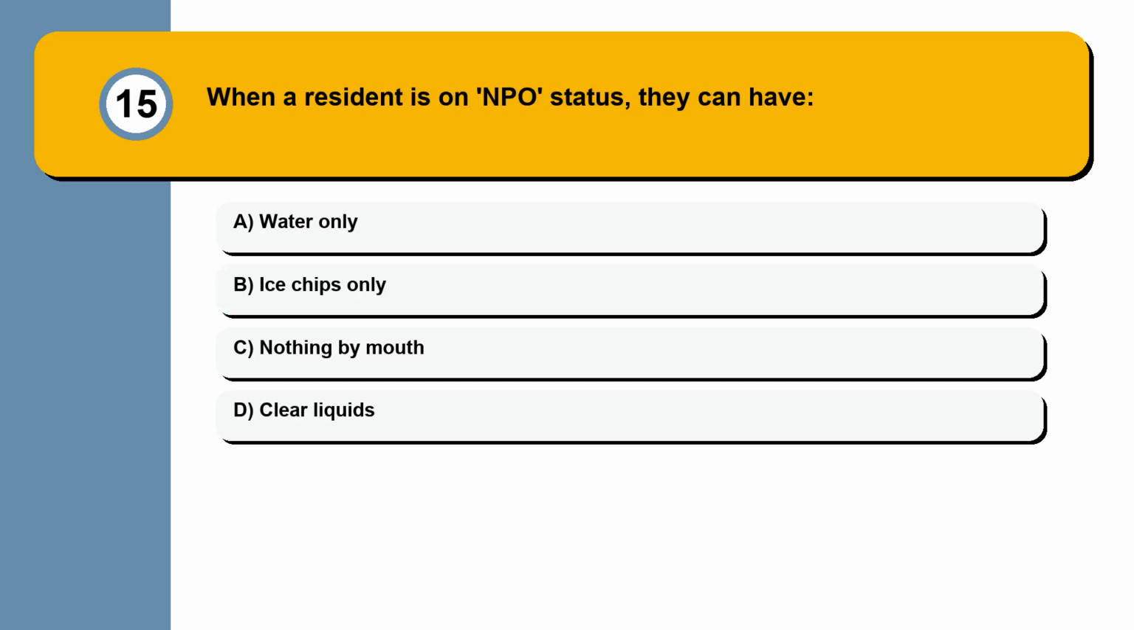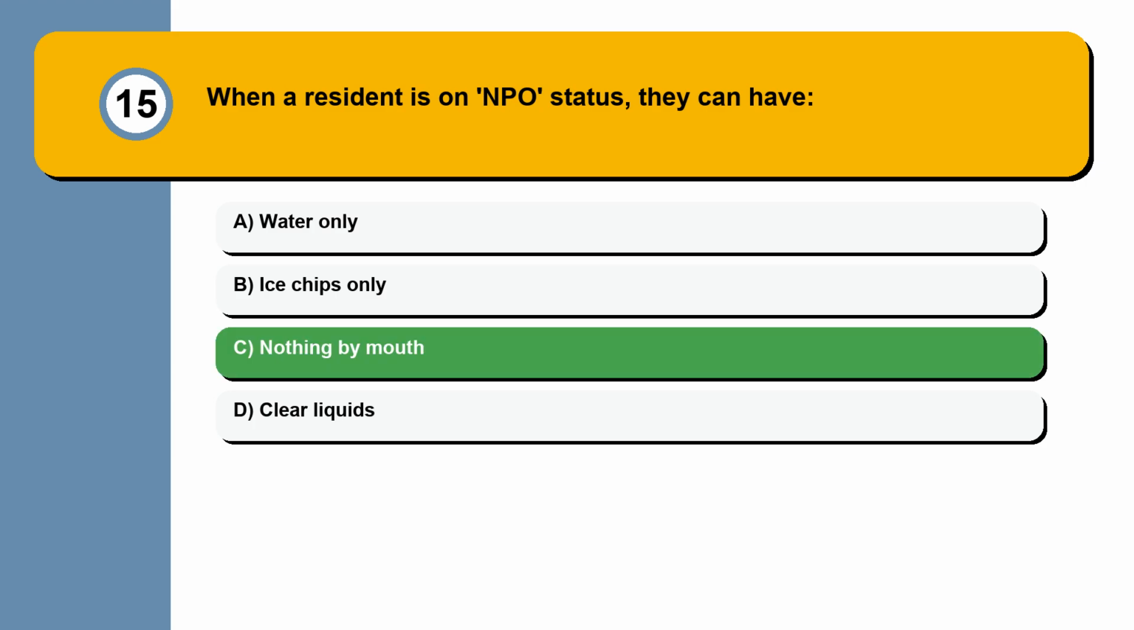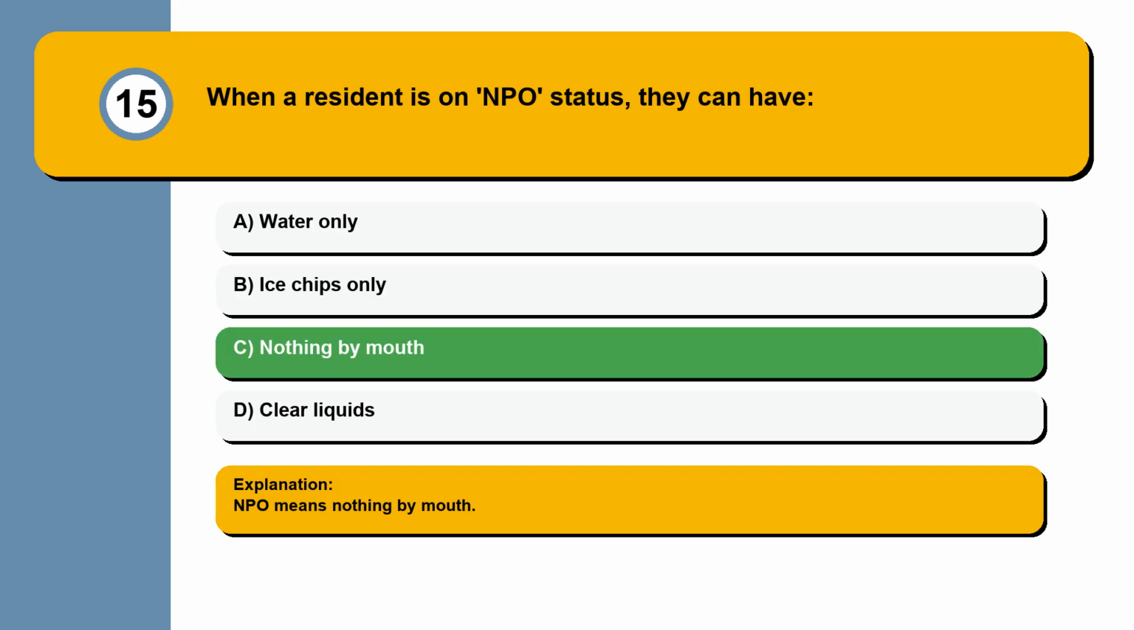Question 15. When a resident is on NPO status, they can have water only, ice chips only, nothing by mouth, clear liquids. NPO means nothing by mouth.